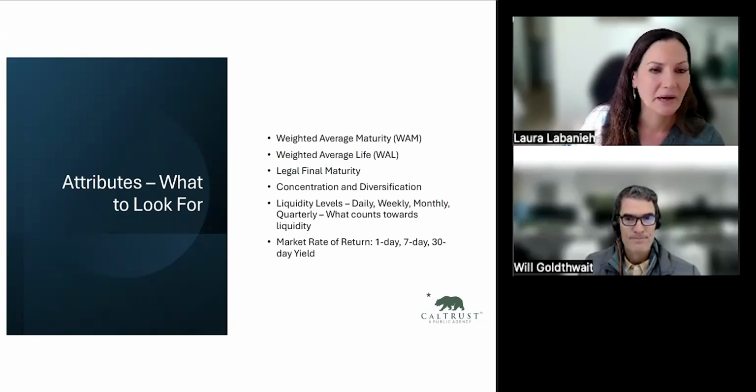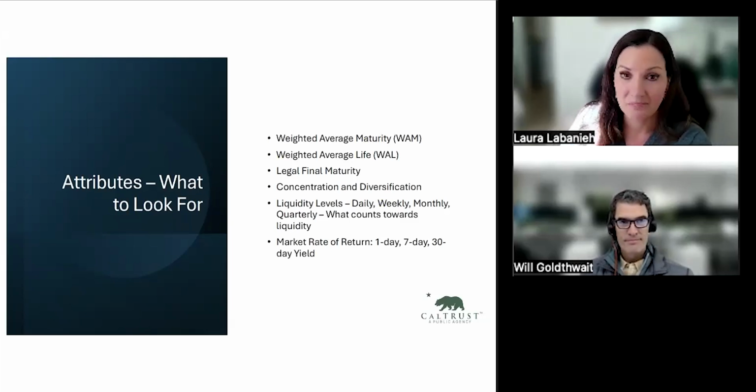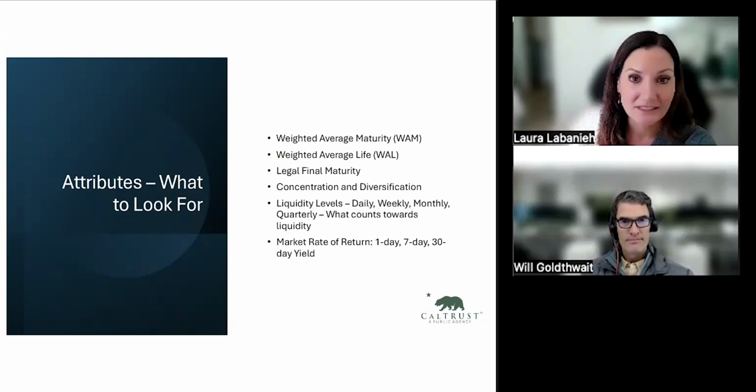So that's what I'll say about ratings. I think that's kind of the key point with what makes them more valuable than just having the rating assigned.